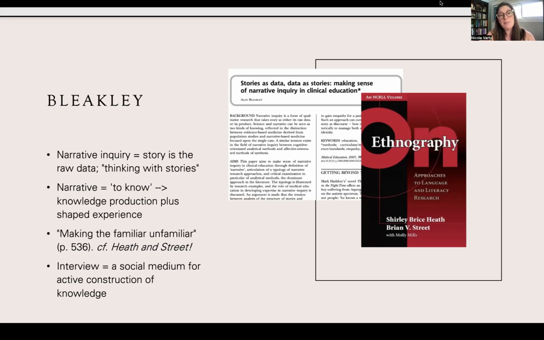Now, I thought this was just neat because in this article, Bleakley talks about how one of the key goals of narrative inquiry is to make the familiar unfamiliar on page 536. Which is a total cross-reference to Heath and Street. And I don't know if you clocked this, but they talk about making the familiar strange. So this goal is running in parallel. So these two pieces are really showing us how ethnography and narrative inquiry are incredibly aligned.